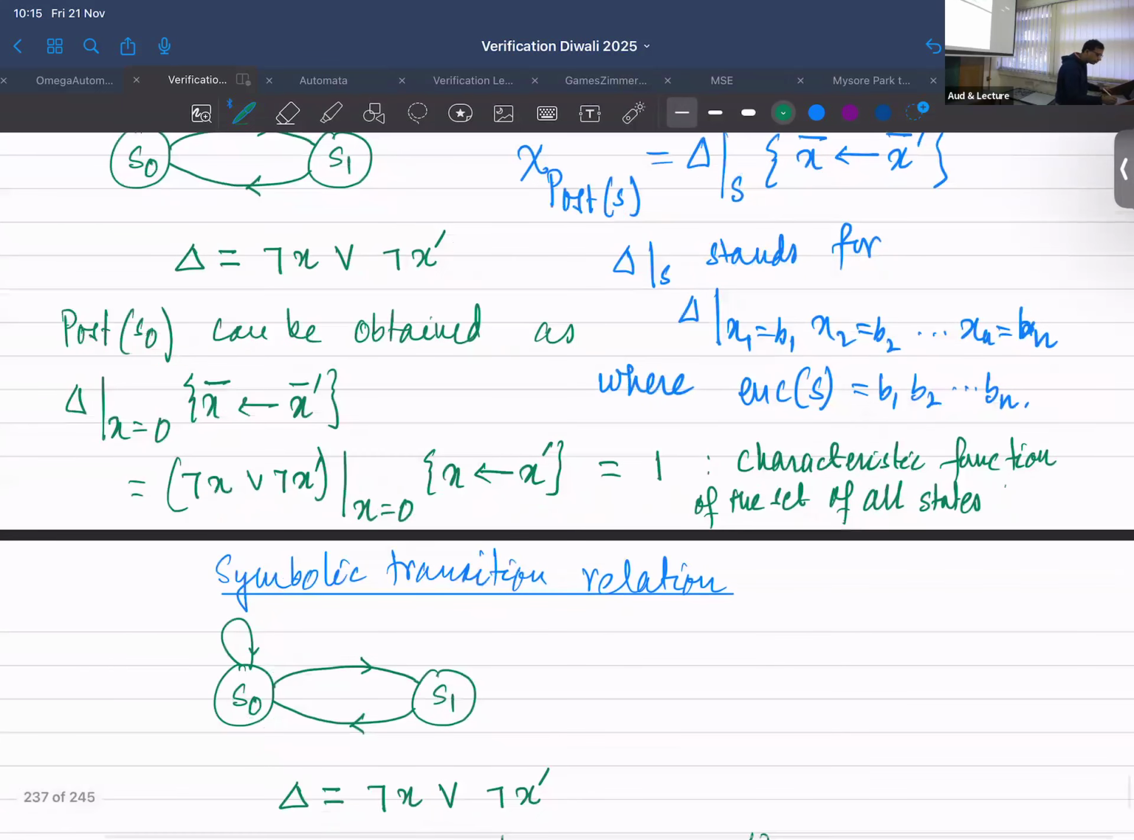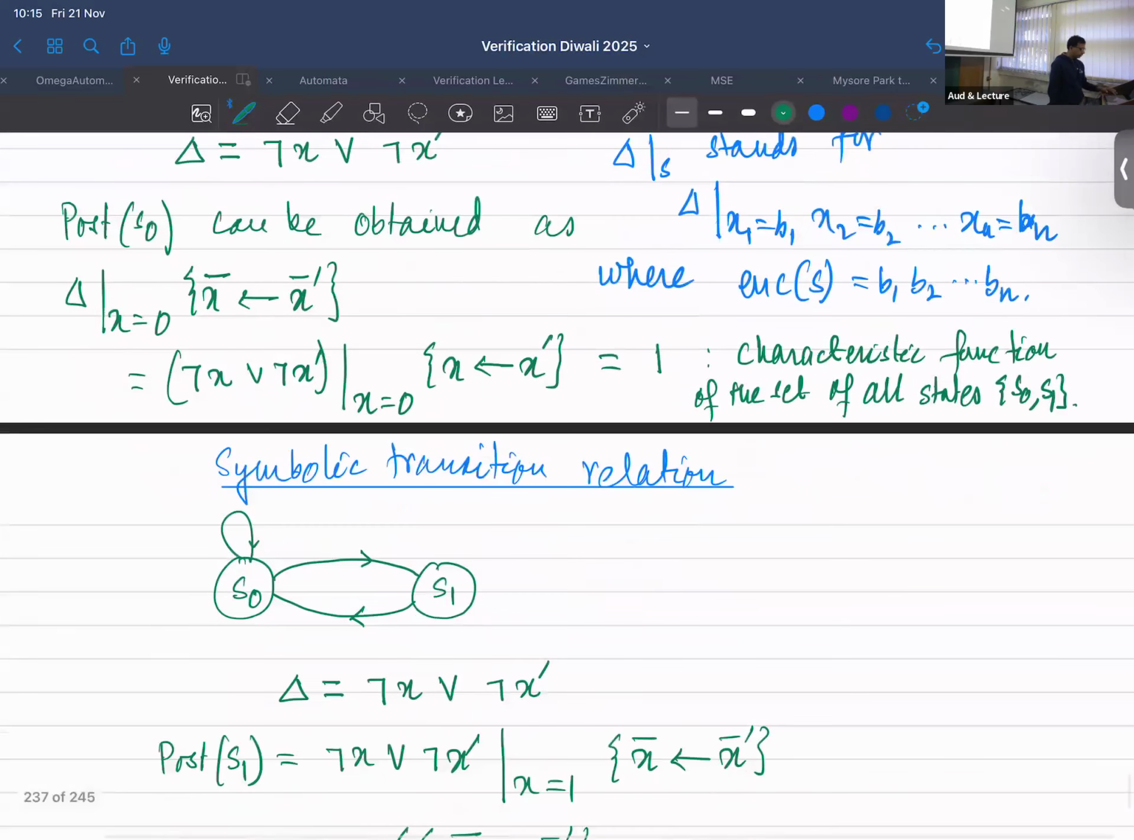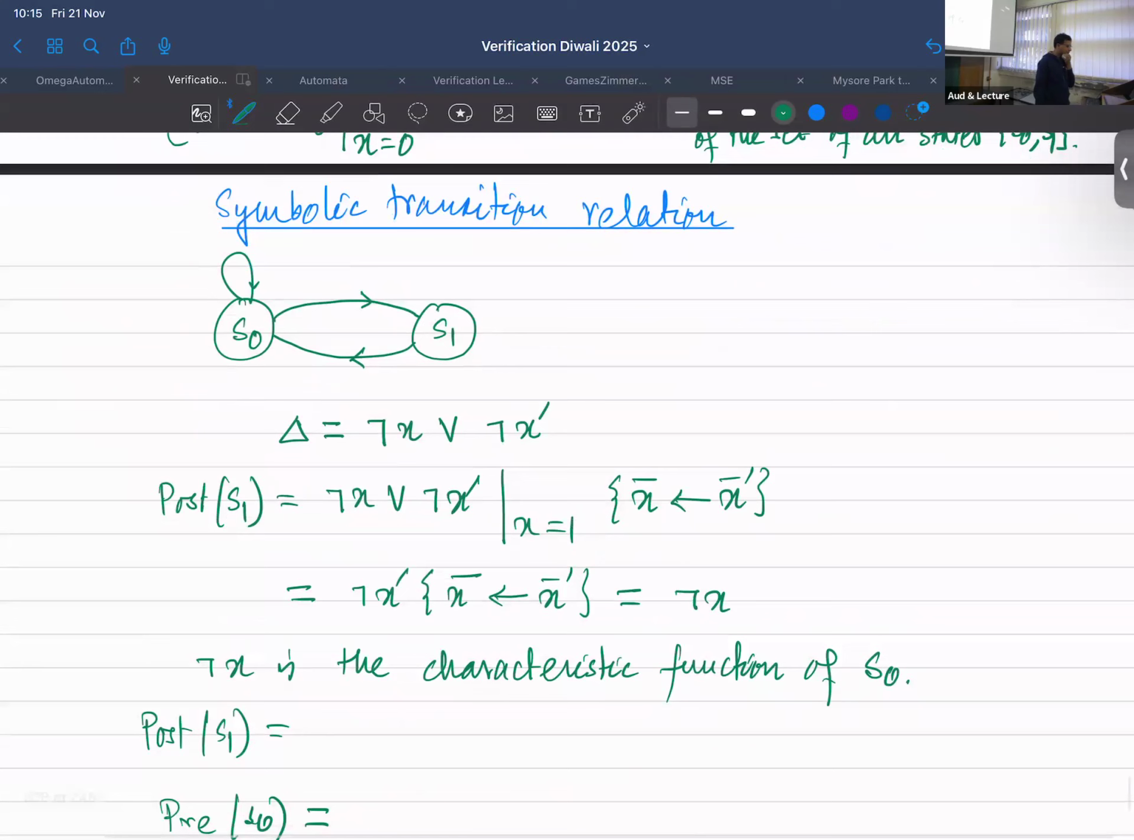which is S0, S1. Is it clear? So this is the set that you get. Okay.